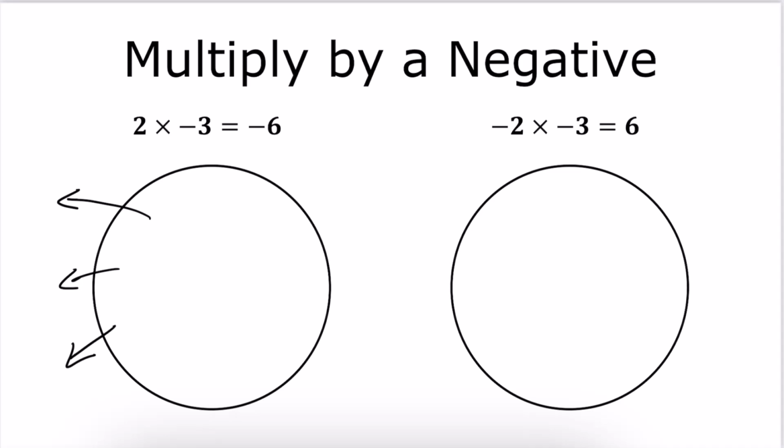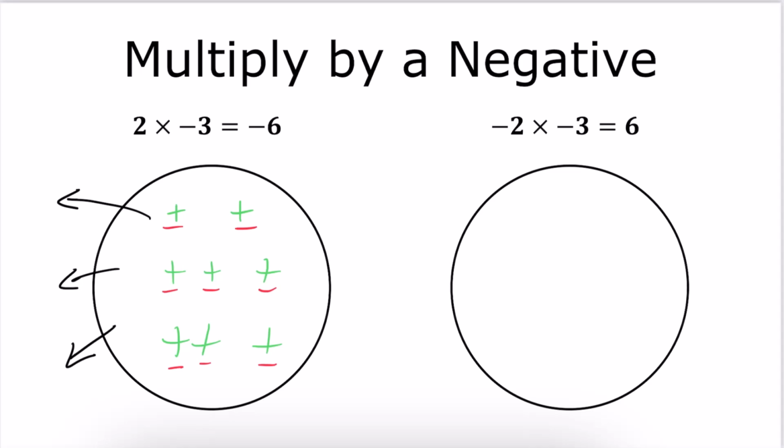But I want my overall amount in the circle to start as 0. So I'm going to have to include some positive and negative pairs. I'm just going to draw a whole bunch of positives and then also pair them with negatives. Basically what this does is it makes the number represented in the circle 0 to start with, but it gives me some positives that I can take away when I want to take away 3 groups of 2 positives.